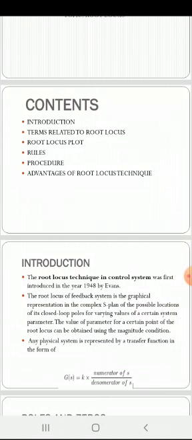The root locus of the feedback system is a graphical representation in the complex plane of the possible locations of its closed loop poles for varying values of a certain system parameter. The value of the parameter for a certain point of the root locus can be obtained using the magnitude condition. Any physical system is represented by the transfer function in the form given below. G(s) = K times the numerator of s upon the denominator of s.